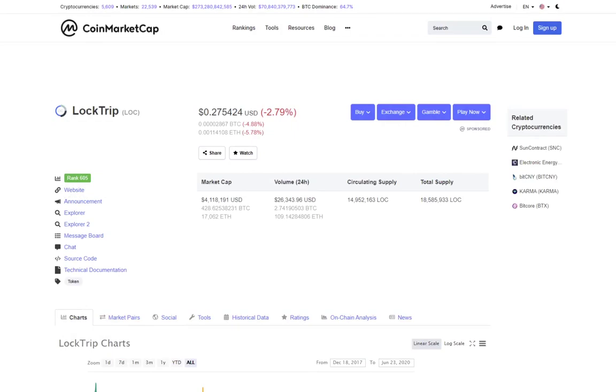Moving over to CoinMarketCap, we can have a look at some of the LOC token statistics. Locktrip, which is currently ranked 605 out of all cryptocurrencies, has a total supply of 18,585,933 LOC, with 14.9 million of them in circulation. Current market cap is $4 million. Today's price of the token is 27 cents. It is down 2.79% on the day.